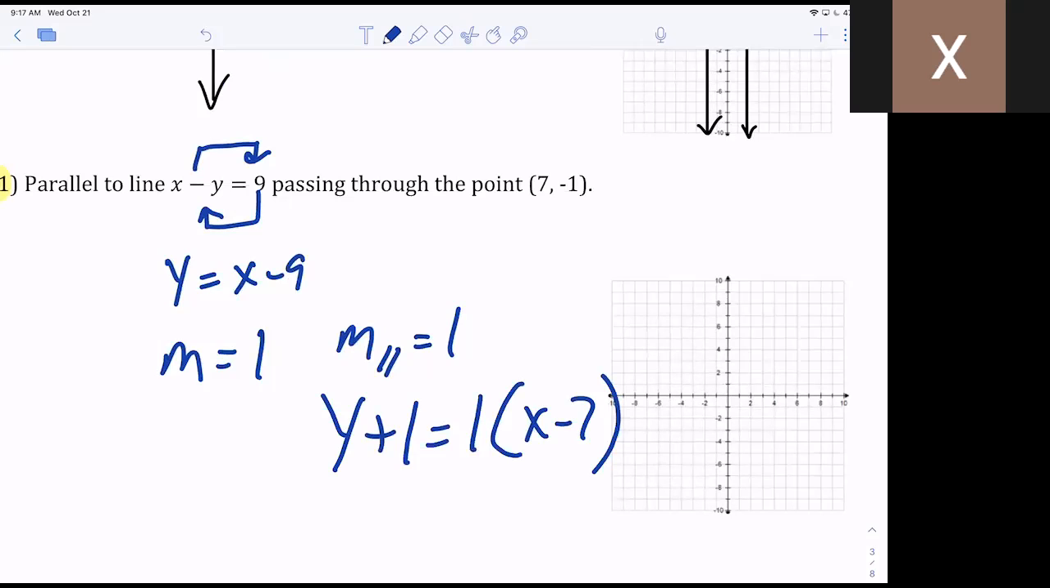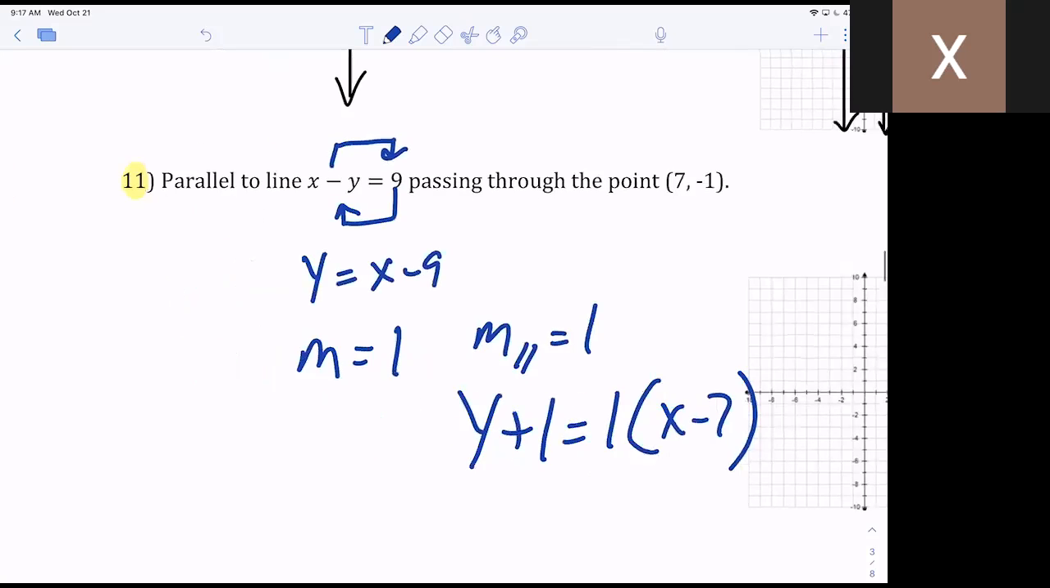Would it be -1? That would make me wrong, right? That's not parallel. Remember that. Parallel, not perpendicular. That's generally the mistake kids make if you're not careful with parallel and perpendicular. Right? Parallel, same slope. Perpendicular, negative reciprocal.